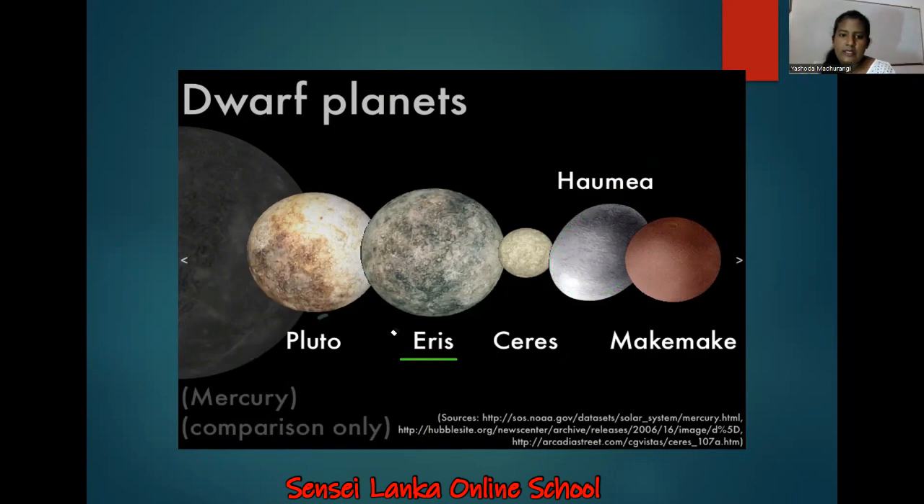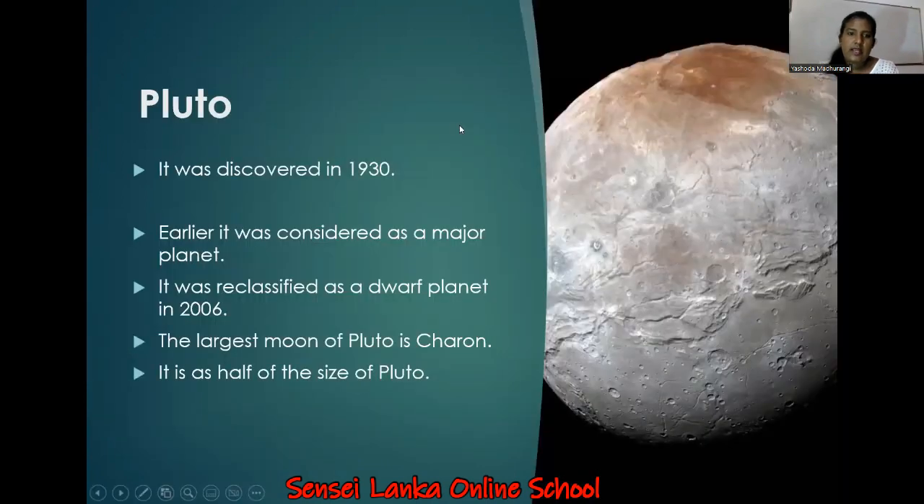We can learn about them. These are some information or the pictures about the dwarf planets. Shall we look at one by one? Pluto. Look at the picture on my screen. That is a picture of Pluto. So now we can learn some information. But in your school textbook, there is no more information. But here I am giving you some extra information.